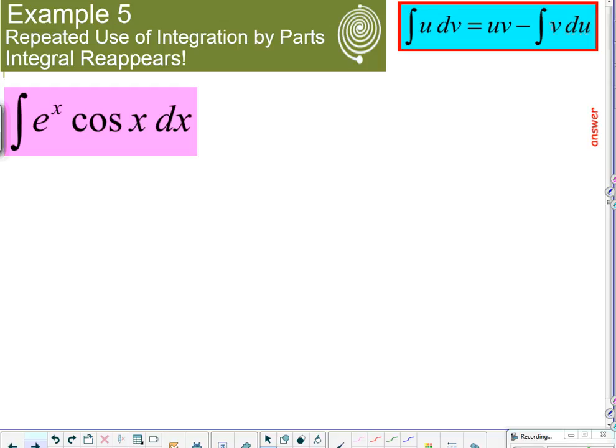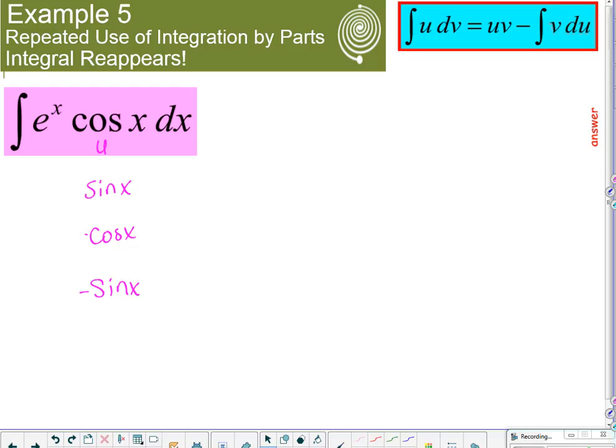For this one, can I use the tabular method? Well, the answer would be no, based on the fact that if I set this up to be u, its derivative will just continue to be e to the x, never reaching 0. On the other one, cosine cycles, if I decide to let it be u, it cycles back and forth as well, doesn't it? It would be sine, and then it'd be negative cosine, and then it would be positive, negative sine. I think I got that right.